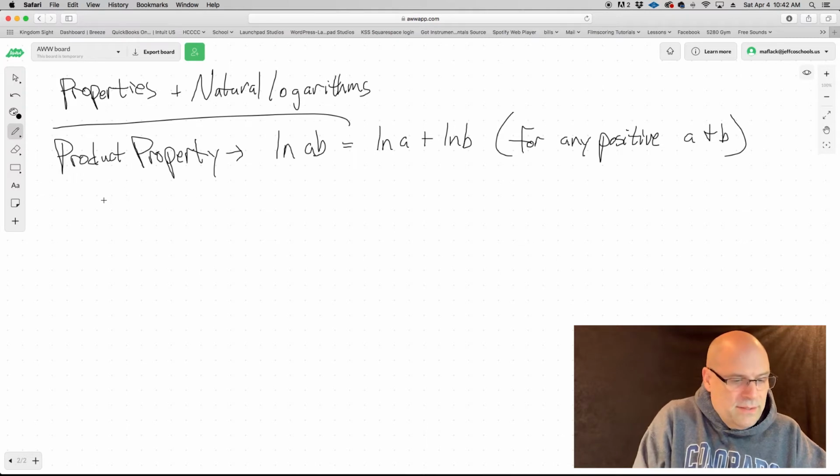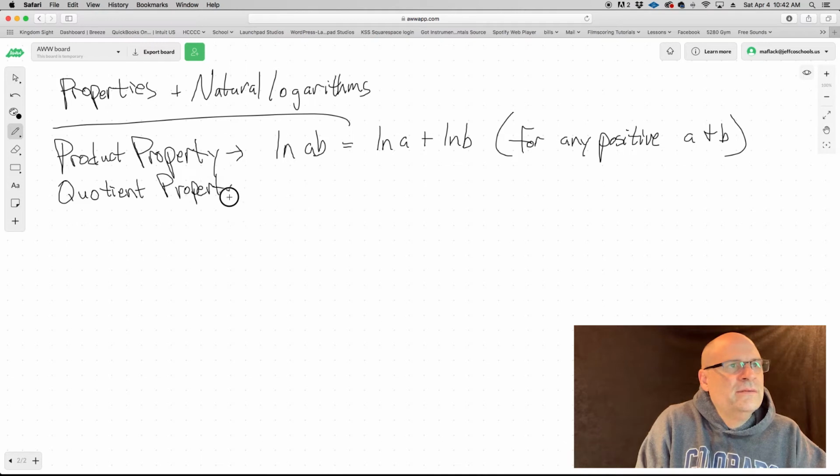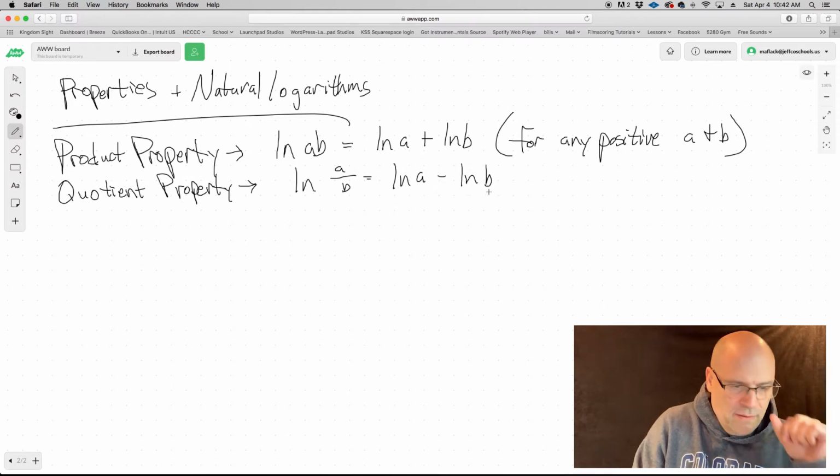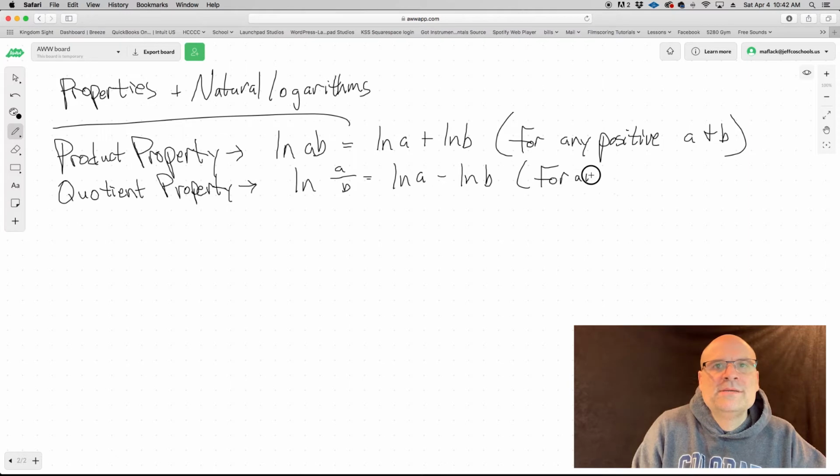Here's the quotient property. Guess what this is going to do? If you add when you multiply, then you're probably going to subtract when you divide. So the natural log of a over b equals the natural log of a minus the natural log of b, for any positive a and b.